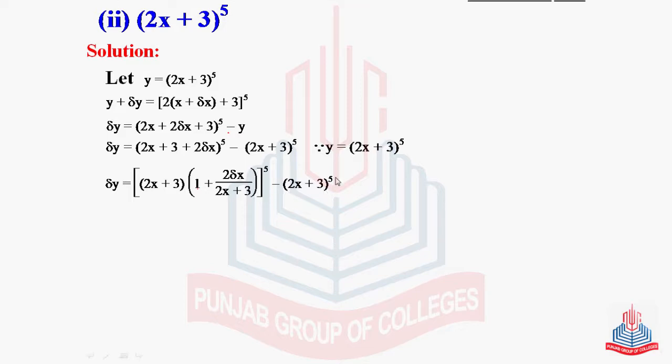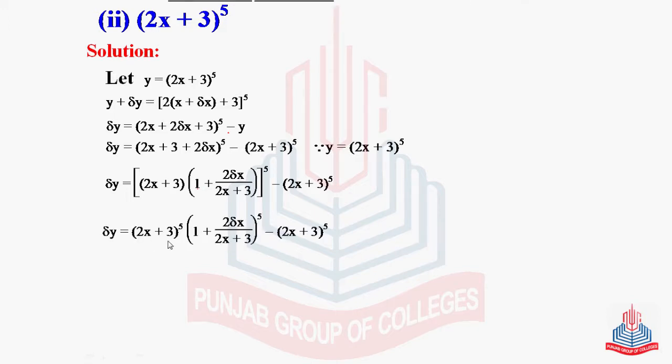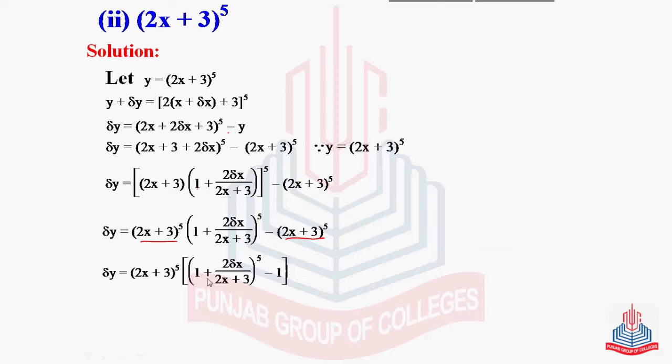Now the power 5 will be applied on both terms, to 2x plus 3 and to 1 plus 2 delta x over 2x plus 3, raised to the power 5, minus (2x plus 3) raised to the power 5. Now 2x plus 3 raised to the power 5 can be taken as a common factor. So delta y is equal to (2x plus 3) raised to the power 5 times [(1 plus 2 delta x over 2x plus 3) raised to the power 5 minus 1].